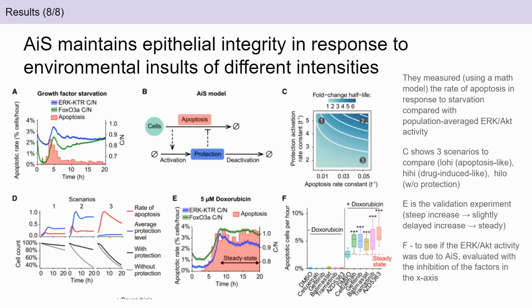So how they do this is that they show three scenarios. As seen in C here, scenario one is with high activity of the production, which means high activity of the ERK wave, and also with low apoptosis rate. The second one is high production and high apoptosis, and the third one is low production and a high apoptosis rate. So they compare these three scenarios to see what will happen in the neighboring cells.